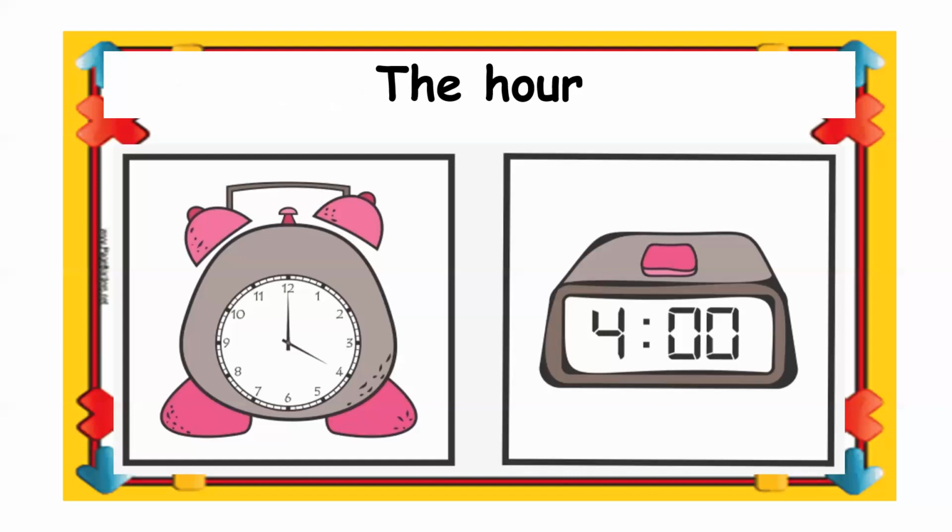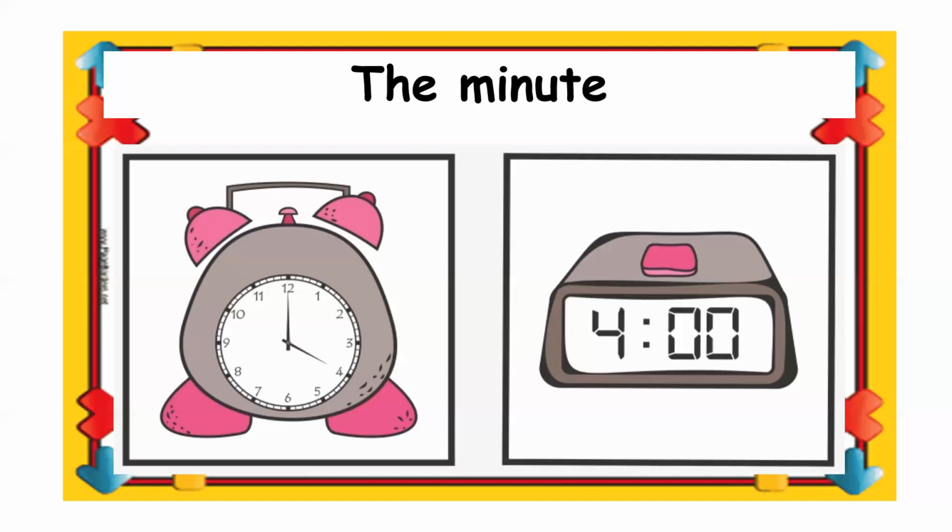Both clocks use 4 to show the hour. On the analog clock, the hour hand or the short hand points to 4. And the first number on the digital clock shows 4. Digital clocks and analog clocks use 1 to 12 to show the hour.